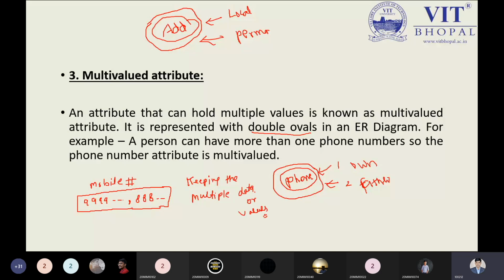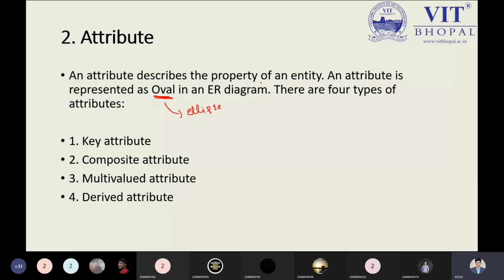This will be recognized by a simple notation. What is its notation? We have to use the double oval or double ellipse. So we have the key attribute, composite attribute, and multi-valued attribute.